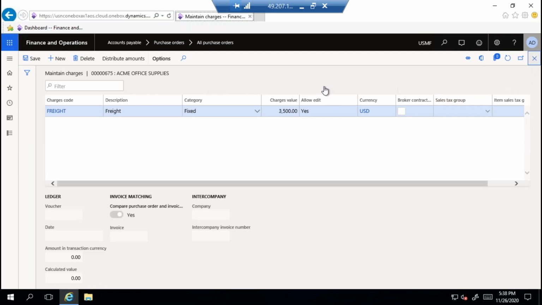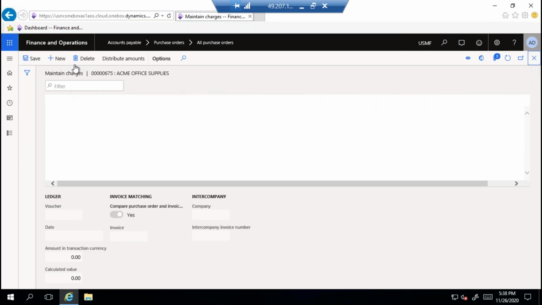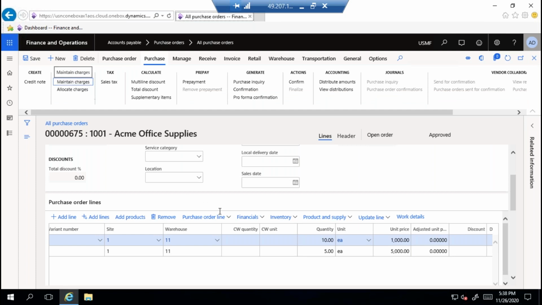The charges in the header level, whatever you have entered, this is for the entire truck. The truck has 10 washing machines and 5 big iron almirahs. All together it is coming in one truck. The total amount is 3,500. Now I need to update the charges here. The truck charges or freight charges or transportation charges, whatever it may be, I need to update that 3,500 here, so that I can get the landed cost or cost price.